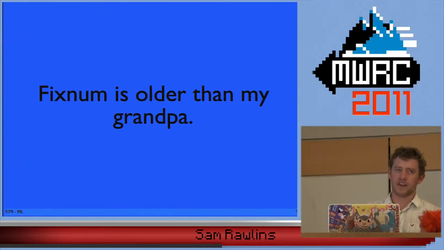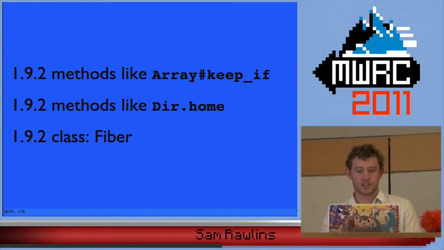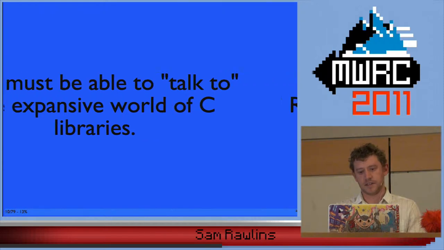You might be saying, okay, fixnum is older than my grandpa. Why do I care about these old C extensions? So even newer code in MRI, like 1.9.2, includes C extensions. Array is largely a C extension, so they added keep_if, Dir.home is a C extension, the Fiber class is a C extension. So Ruby must be able to talk to the expansive world of C libraries, the vast array of C libraries out there, in order to be taken seriously.